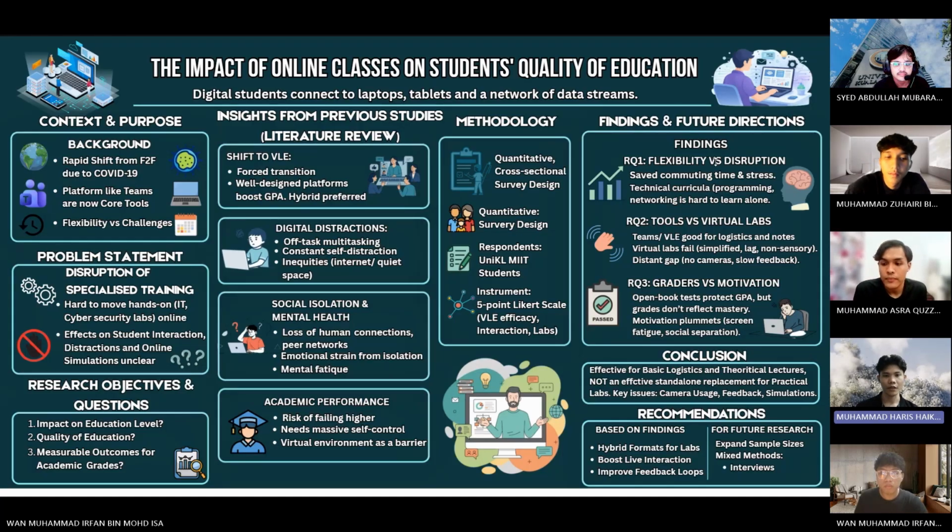Mental fatigue: the combination of prolonged screen time and lack of traditional classroom engagement leads to widespread mental exhaustion. And the last one is academic performance. Higher failure risk without a physical classroom structure. There is a higher risk of academic failure. Demand of self-control: succeeding in this environment requires an immense amount of student self-discipline and autonomy.